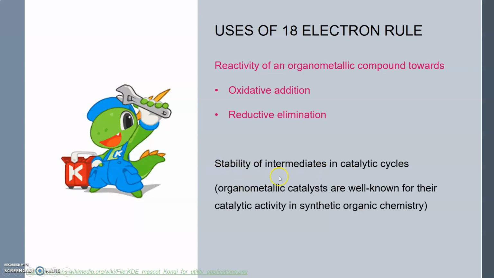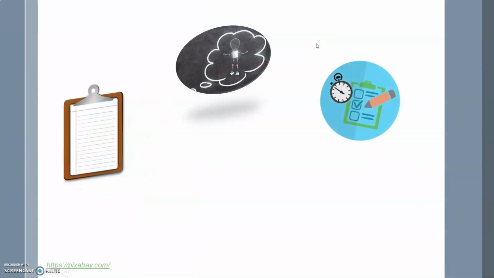Whenever an intermediate occurs in a catalyst where organometallic compounds are used, we are able to find out the stability of those intermediates based on the 18 electron rule. So the scientists or researchers can find out whether this intermediate is formed, and what could be the mechanism followed throughout the catalytic cycle for a particular organic synthesis. So this is a very useful understanding that you will get from the 18 electron rule.